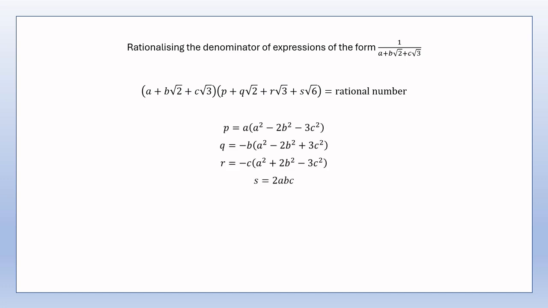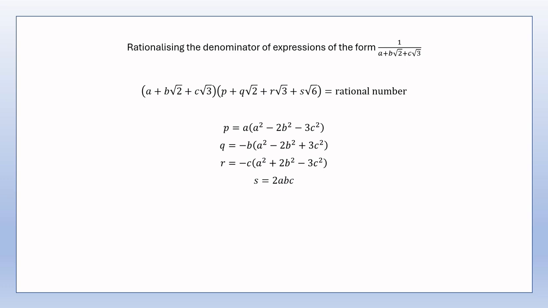p equals a times a squared minus 2b squared minus 3c squared, q equals minus b times a squared minus 2b squared plus 3c squared, r is equal to minus c times a squared plus 2b squared minus 3c squared, and s is equal to 2abc.